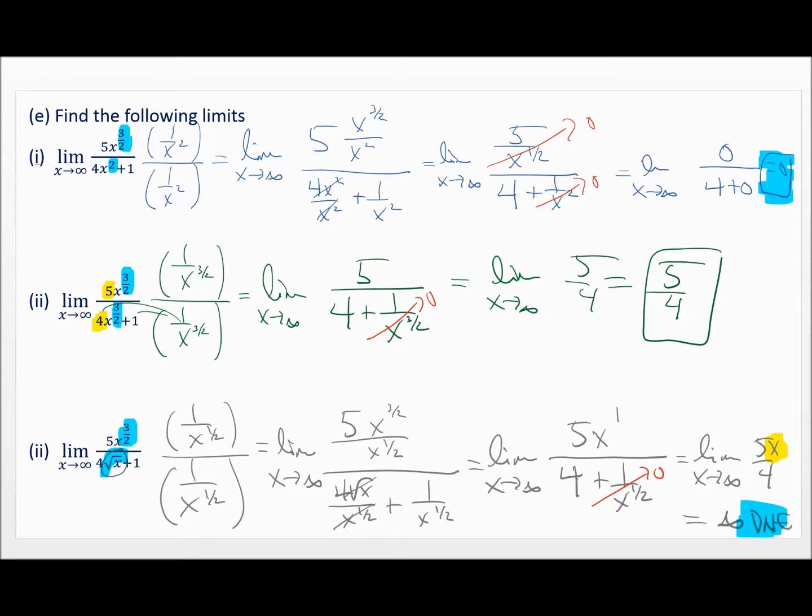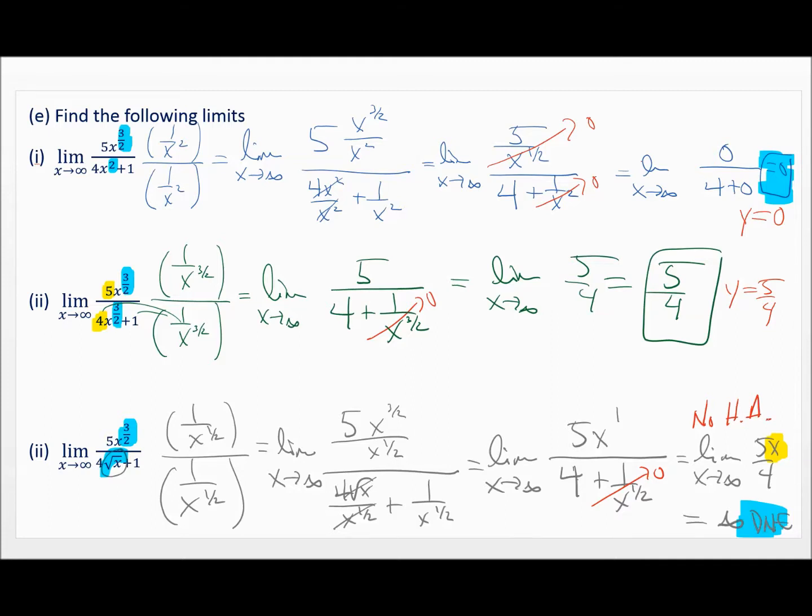And please do remember, this asked to calculate limits, and that was it. If you were asked to calculate the horizontal asymptote, it would be y equals 0 in the first case, y equals 5/4 in the second case, and then there is no horizontal asymptote in the third case.